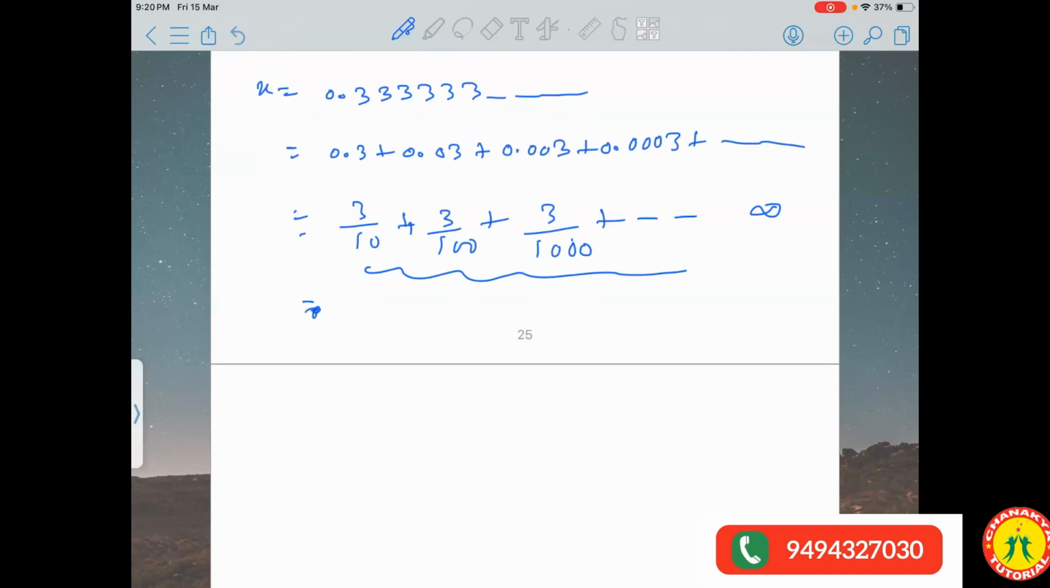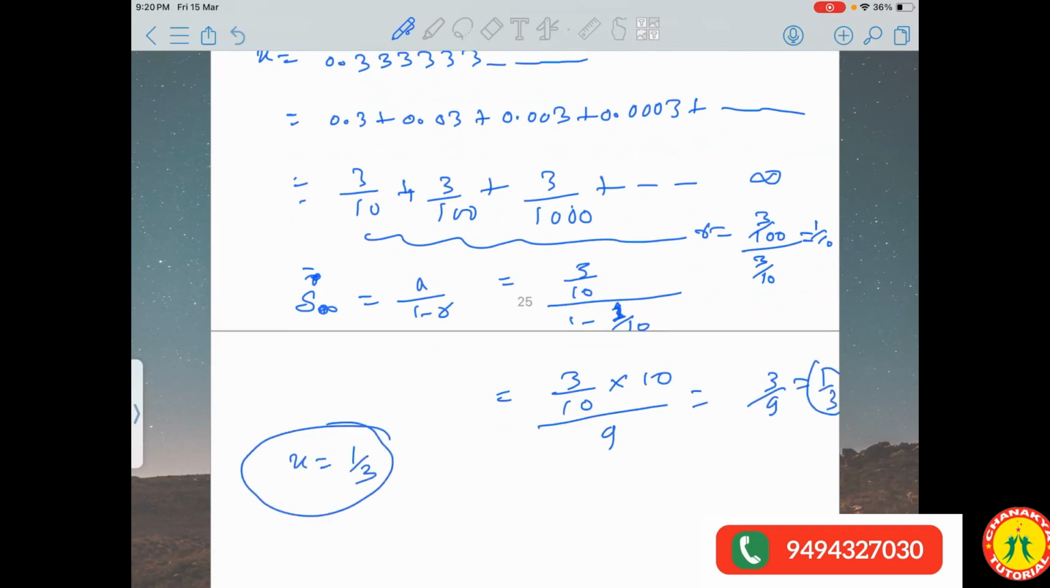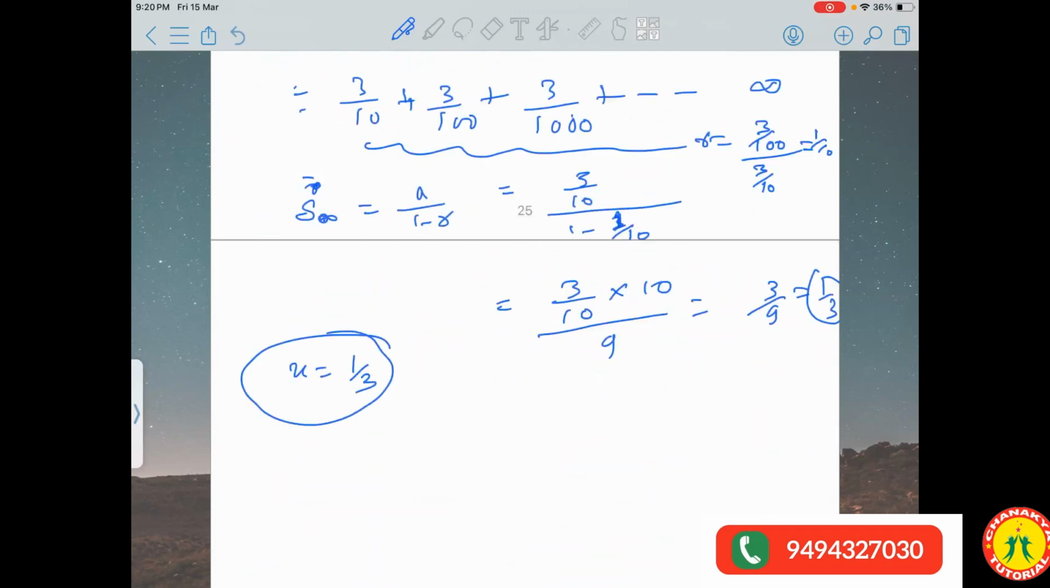S infinity is equal to A upon 1 minus R. A is 3 by 10, and R is equal to T2 upon T1. 3 upon 100 upon 3 upon 10 is, sorry, 1 upon 10. R is equal to 1 upon 10. So you can solve 3 upon 10 into 10 upon 9, so you get 3 upon 9, which is 1 by 3. So x is equal to 1 by 3. You may have learned to write it in p by q form, right?